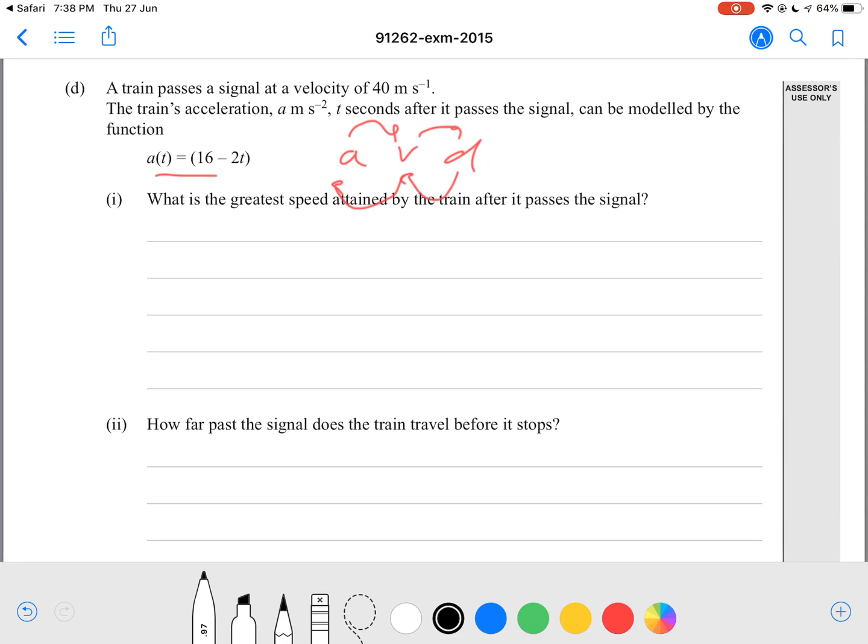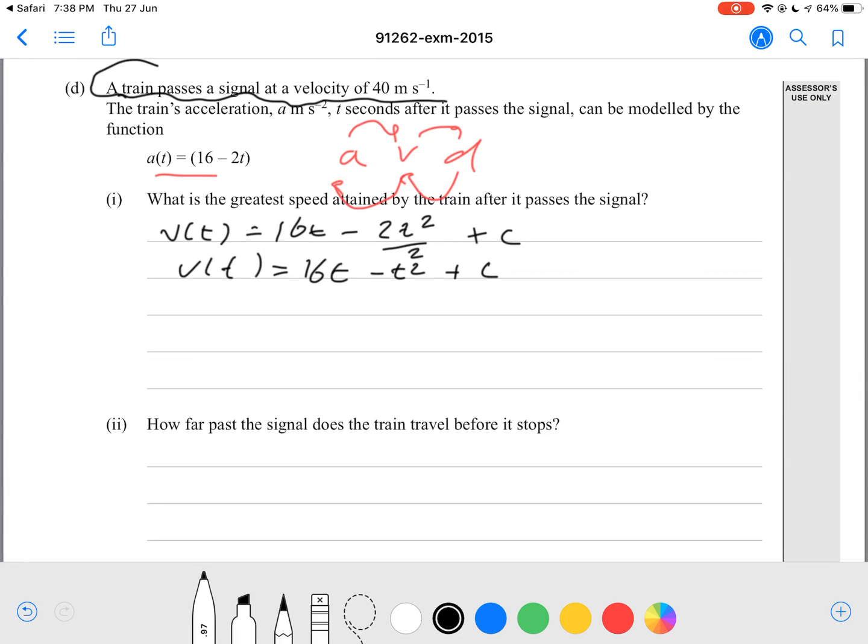So right here, a train passes a signal at a velocity of 40 meters per second. We're going to say v of t equals 16t minus 2t squared divided by 2 plus c. So v of t equals 16t minus t squared plus c. But since the train passes a signal at a velocity of 40 meters per second, t seconds after it passes the signal, when we started timing it has a speed of 40 meters per second, which means the initial velocity is 40 meters per second. So we can say that c equals 40. So v of t equals 16t minus t squared plus 40.